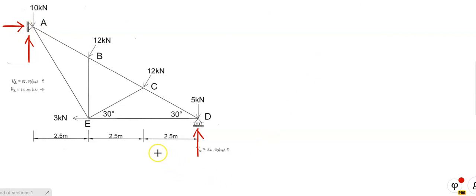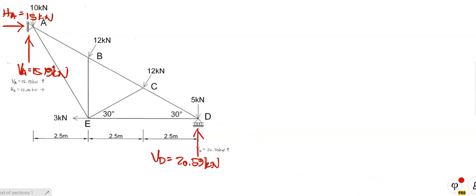VD is equal to 20.59 kilonewtons. And VA is 15.19 kilonewtons. And HA is 15 to the right. HA is 15. I'm going to just write kilonewtons. I'm not going to put the dot for space. Right. So there we go.